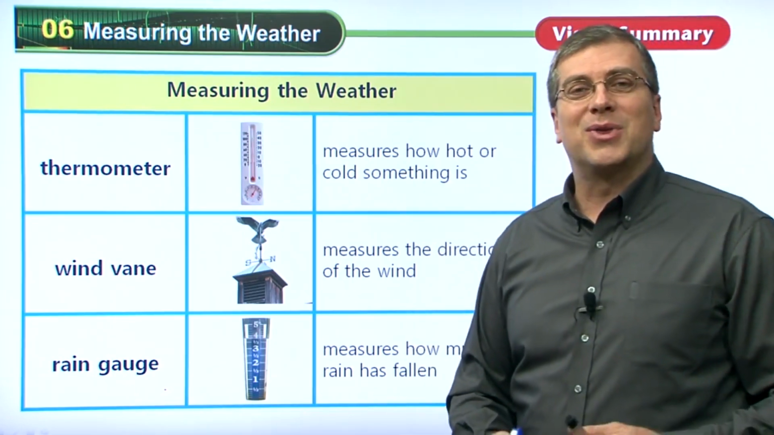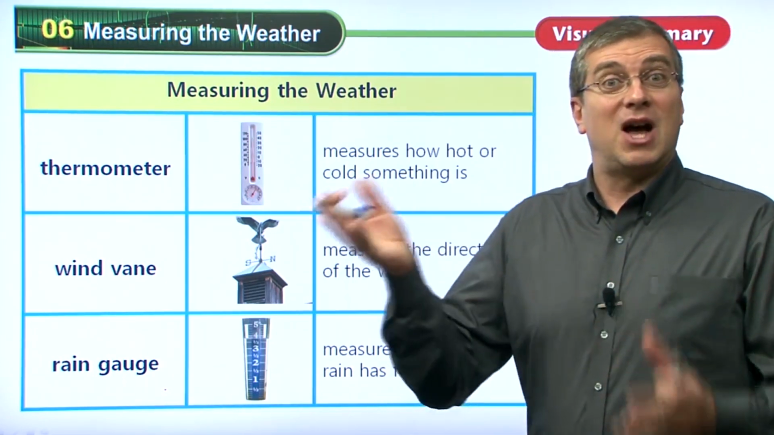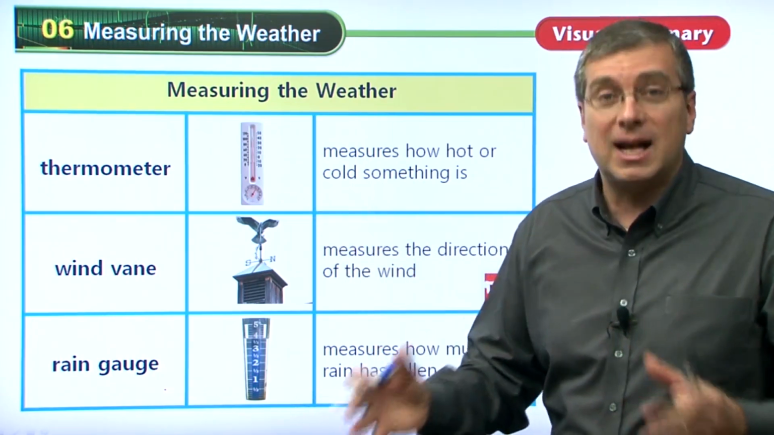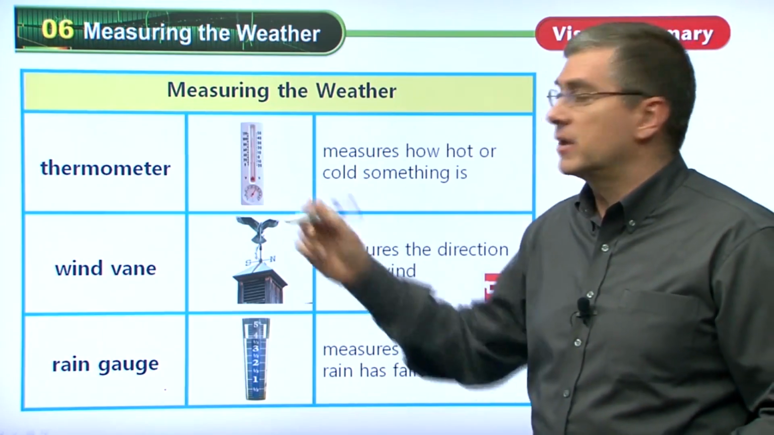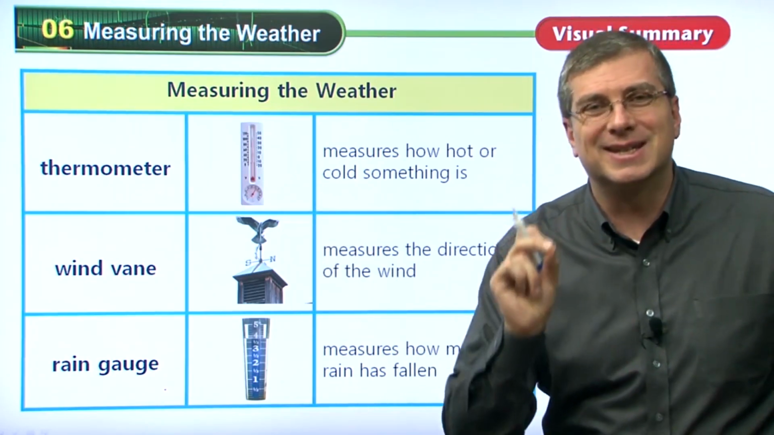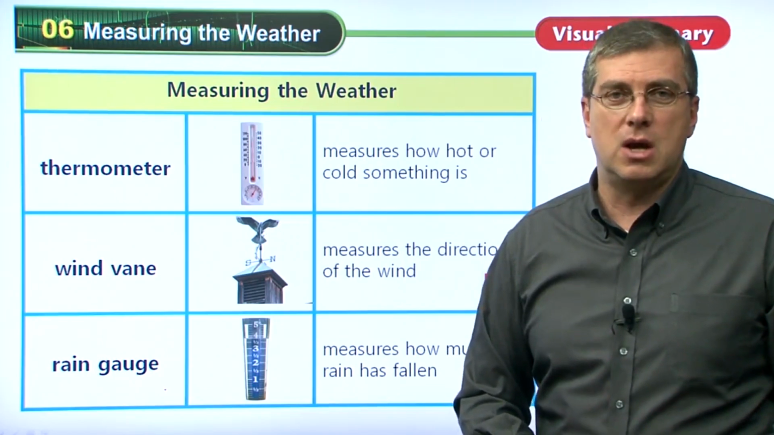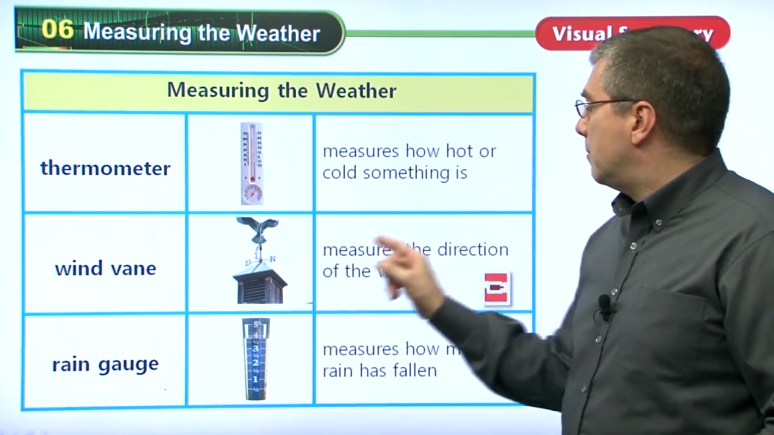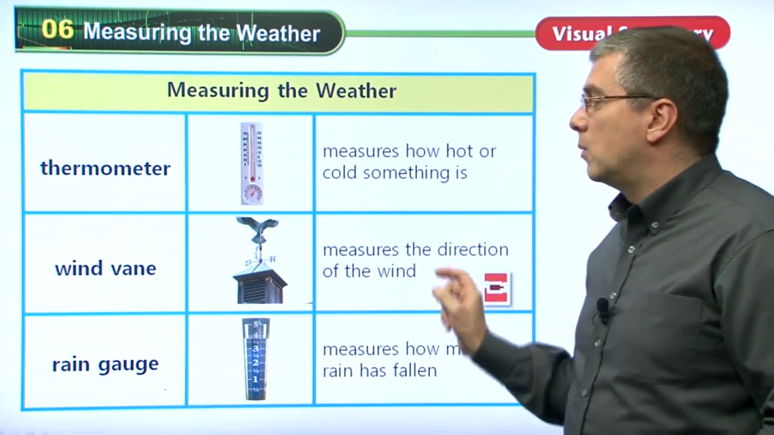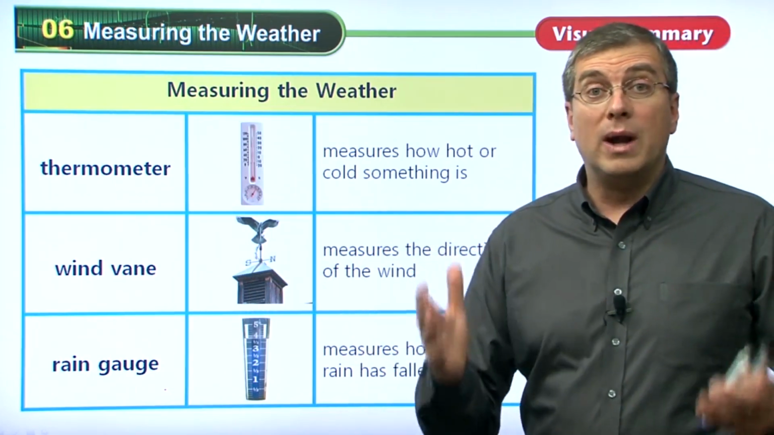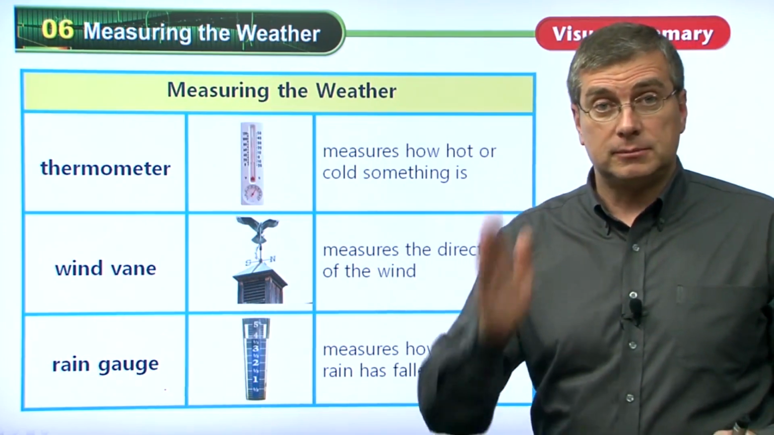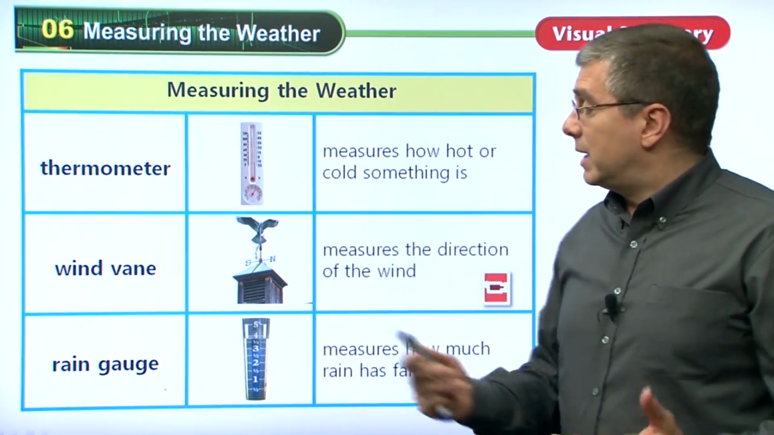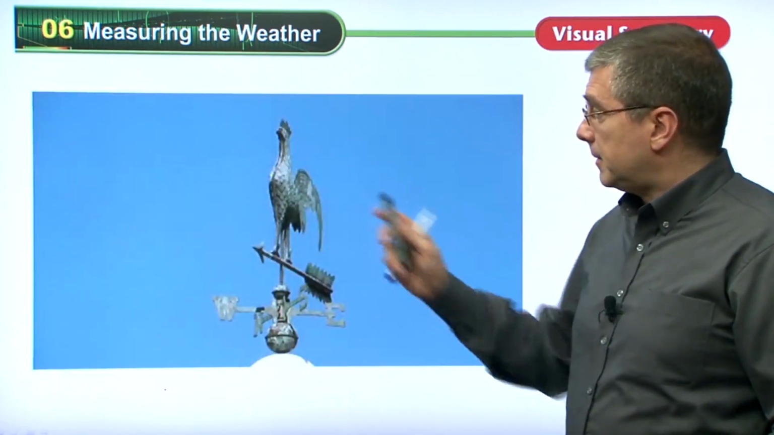So when we talk about a thermometer, we're talking about, is it hot? Is it cold? We want to know exactly how hot or exactly how cold it is. We use the thermometer. It tells us exactly what we want to know. Next is a wind vane. A wind vane measures the direction of the wind. So we want to know, what is the direction of the wind? Where is the wind blowing? In which direction?